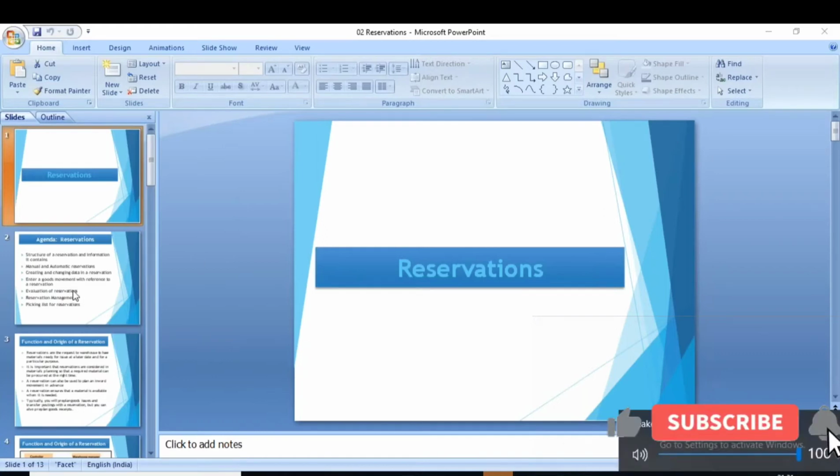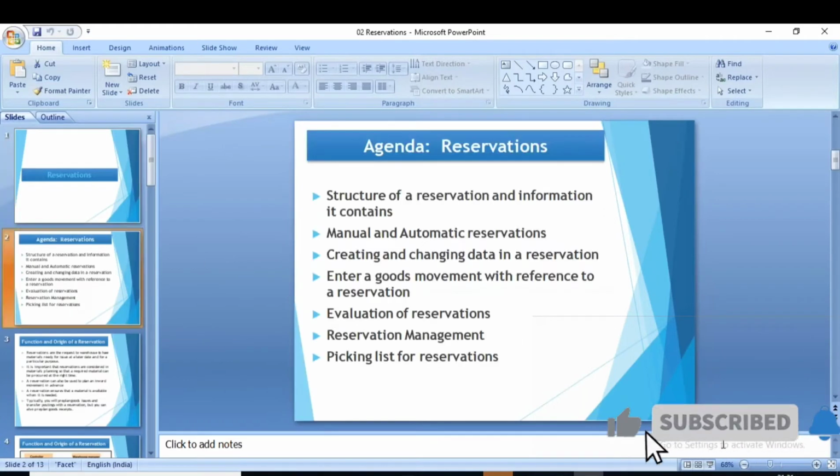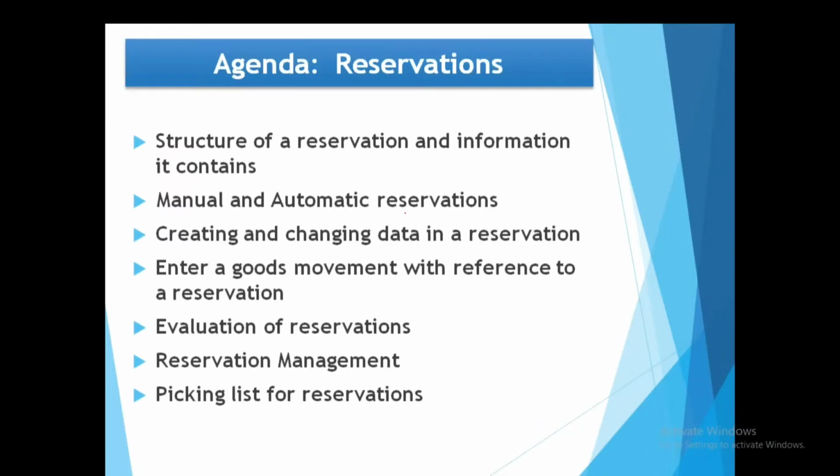Okay, so in the reservations, we will be discussing the topics that we are going to cover there. We will see the structure of reservation and the information it contains, manual and automatic reservations, creating and changing the data in the reservation, entering a goods movement with reference to a reservation, evaluation of reservations, reservations management, and a picking list for reservations. So these are the topics we will be covering in the reservations.